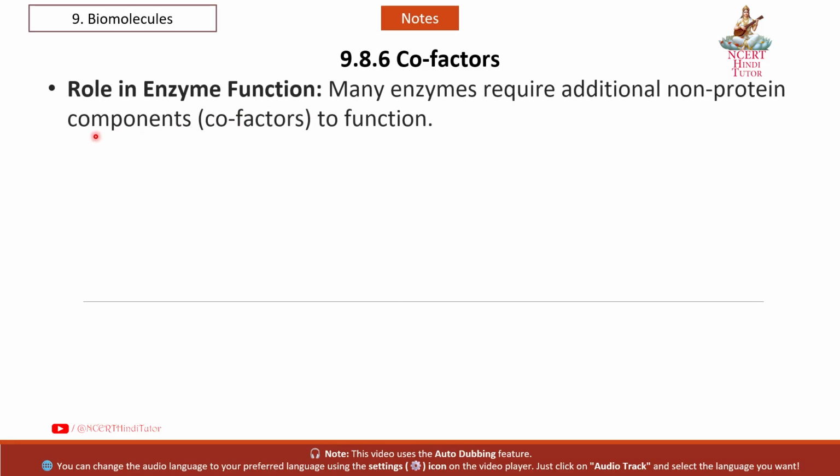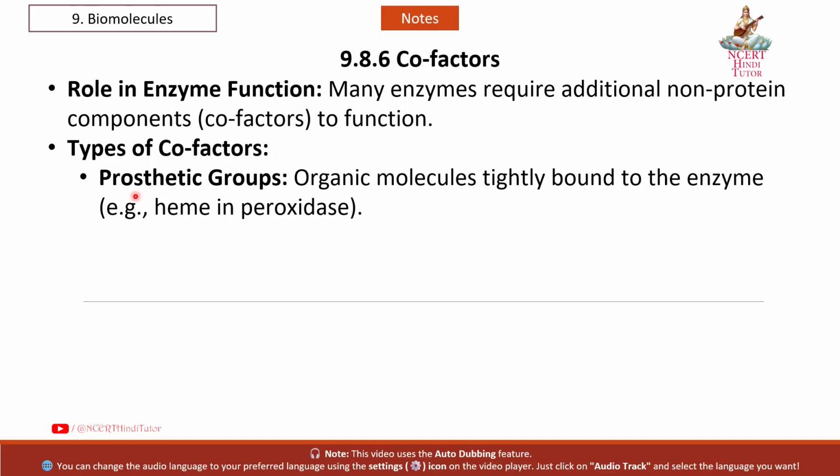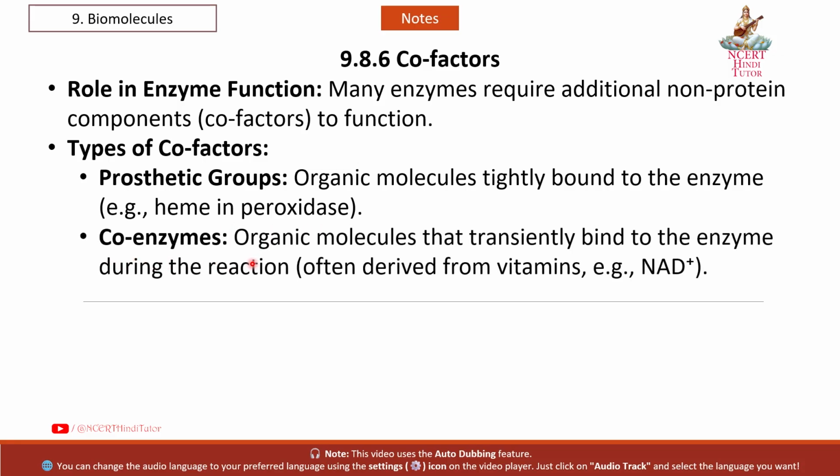9.8.6 Cofactors. Role in enzyme function. Many enzymes require additional non-protein components, cofactors, to function. Types of cofactors: prosthetic groups, organic molecules tightly bound to the enzyme, for example heme in peroxidase. Coenzymes, organic molecules that transiently bind to the enzyme during the reaction, often derived from vitamins, for example NAD+.